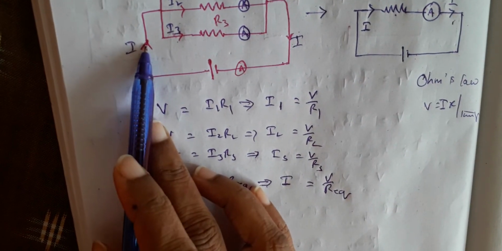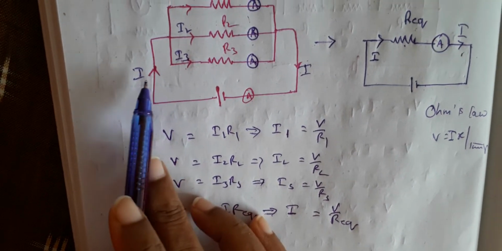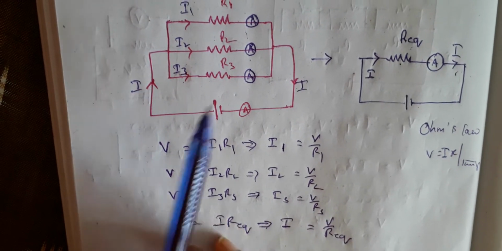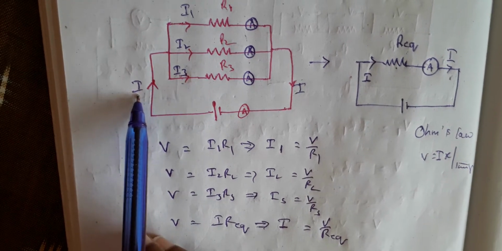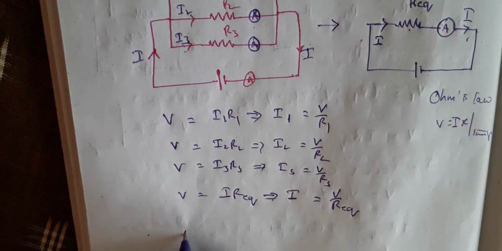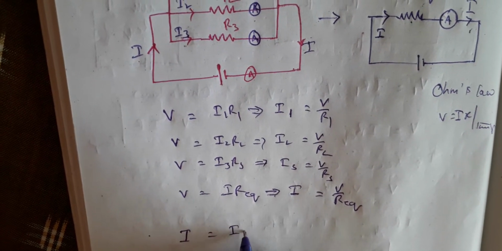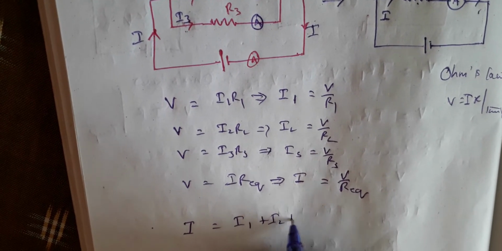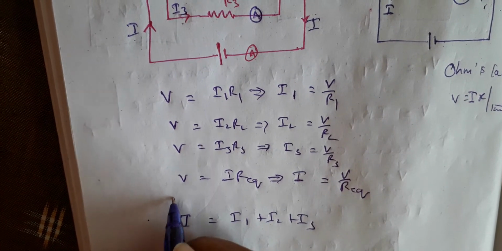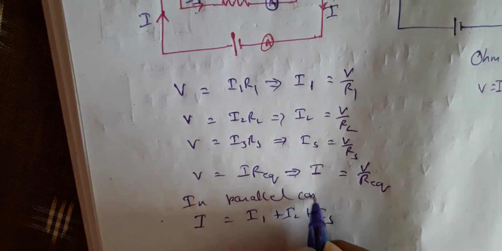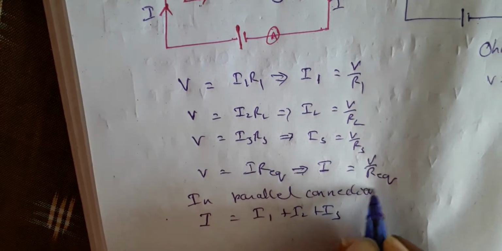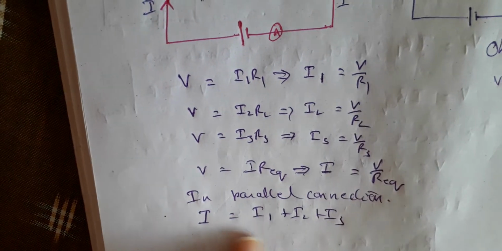Now in parallel combination, what did we observe in the activity? That the current which is flowing is split into I1, I2, I3. Therefore I1 plus I2 plus I3 is equal to I. So we will write that here: I is equal to I1 plus I2 plus I3, in a parallel connection. In parallel connection, potential remains constant and the current splits.